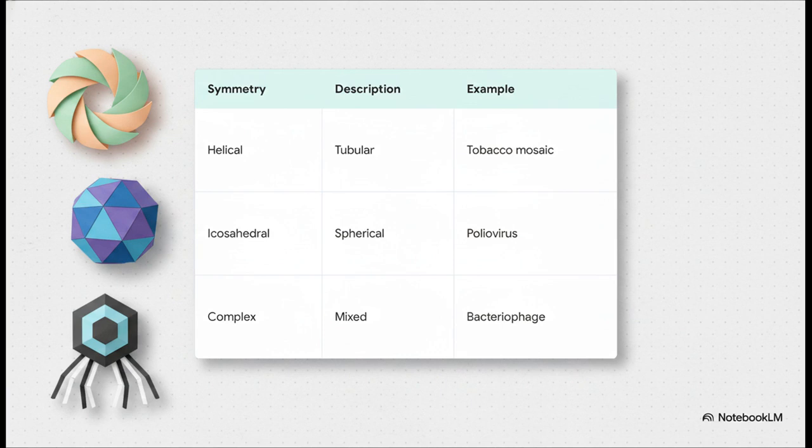And finally, my personal favorite, the complex structure. These combine different shapes and often feature things like tail fibers and base plates. If you've ever seen illustrations of bacteriophages, the viruses that hunt bacteria, they use this complex structure. Honestly, they look and function exactly like microscopic alien landers dropping down onto the surface of a cell.